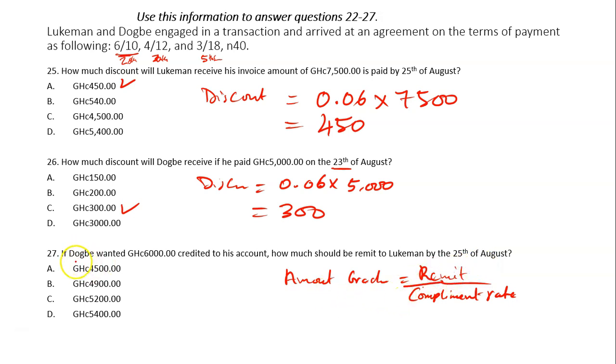So, if you read the question, they say if Dogbe wanted 6,000 credited, so this is the amount he wanted credited. So we substitute 6,000 in place of amount credited. So 6,000 equals, we don't know the remit, divided by, to get a complement rate, we look at this, 25th. 25th meets the first condition, isn't it? That's 6%. So to get a complement rate, we say 1 minus 0.06.